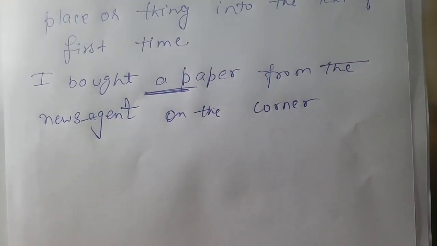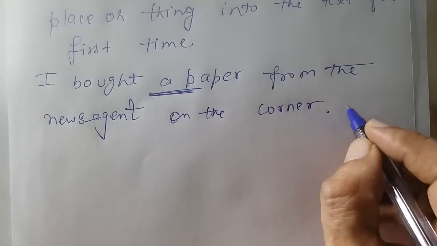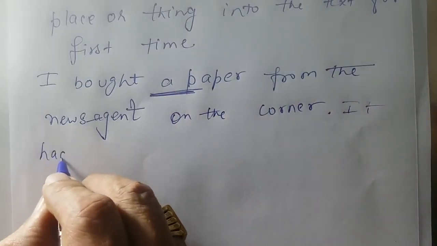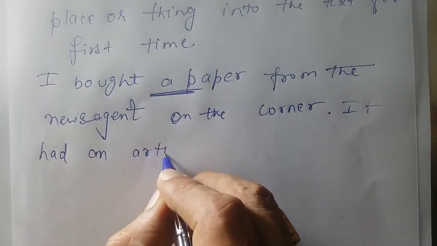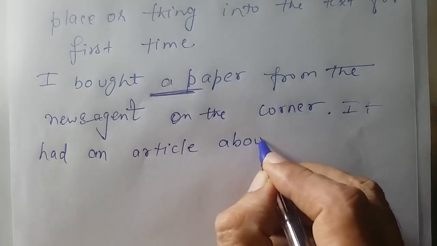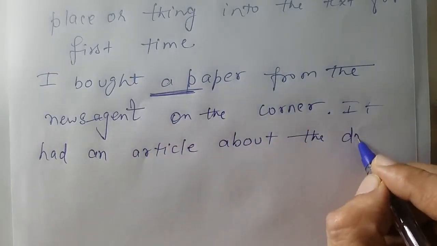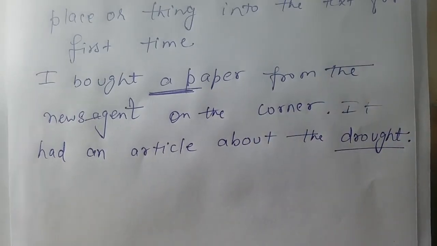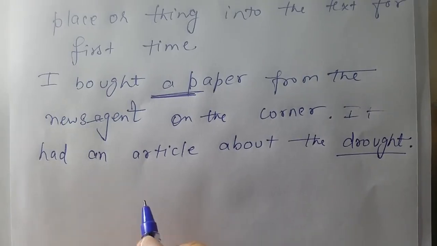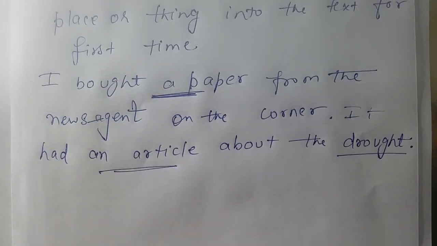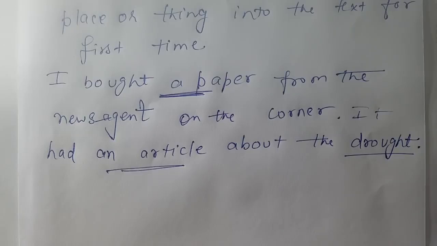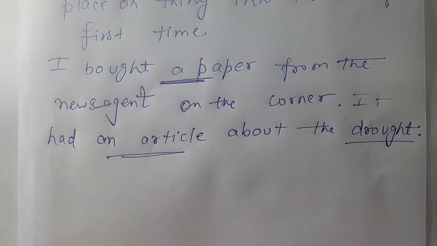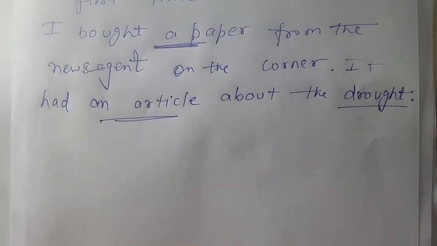Next. It had an article about the draft. So, an article means introducing first time in my life. This was very much helpful in writing also. Second thing, this is first issue. Let's go to the second issue.